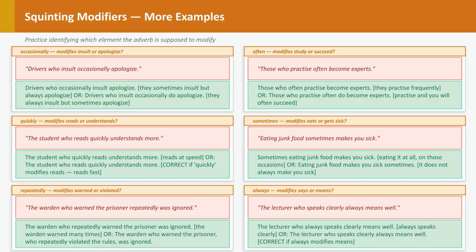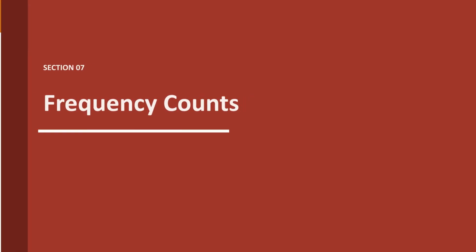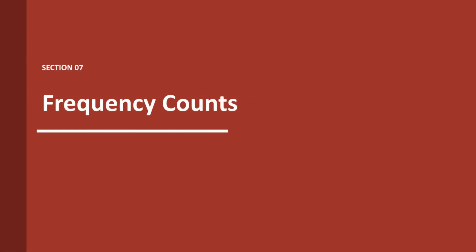rewrite the sentence so the adverb clearly modifies only the intended element, typically by moving it to the beginning or end of the clause. These examples demonstrate the ambiguity of squinting modifiers. For instance, occasionally could modify insult or apologize. The correct placement clearly defines the intended action's frequency.